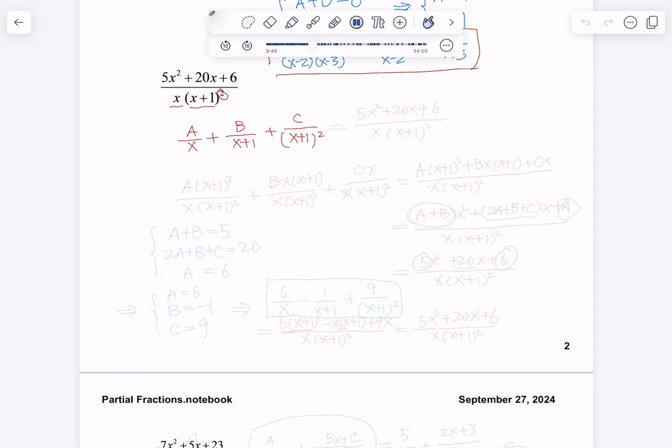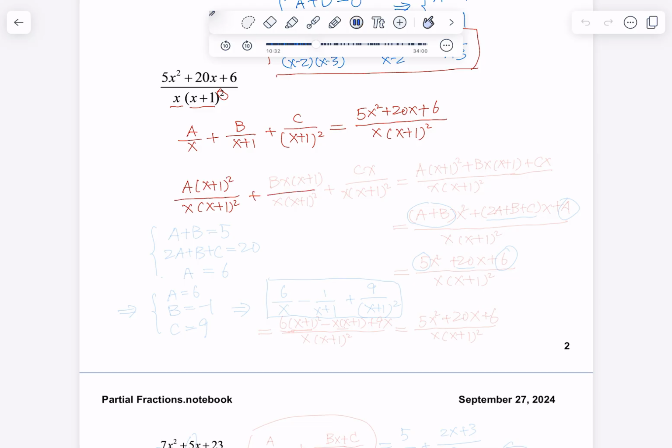Now we need to find the coefficients a, b, c, such that the summation of the decomposition would be equal to the original rational function. That is 5x squared plus 20x plus 6 over x times x plus 1 squared. Again, we must make a common denominator to be able to sum up the terms on the left-hand side. That is x times x plus 1 squared. You make a times x plus 1 squared.